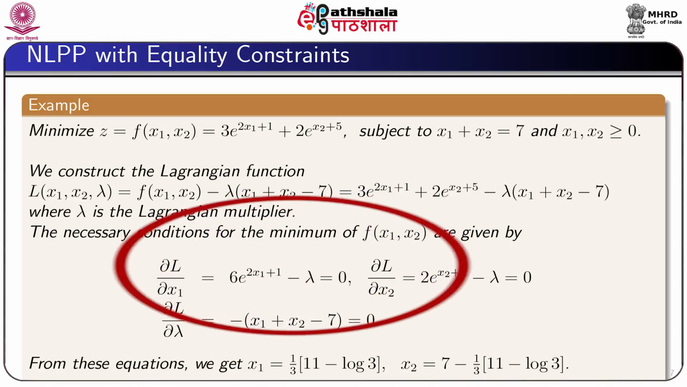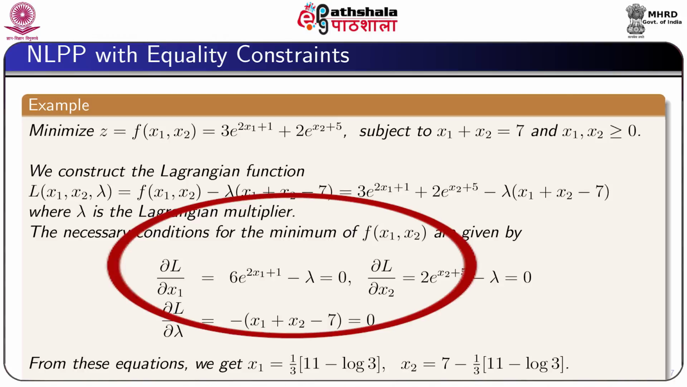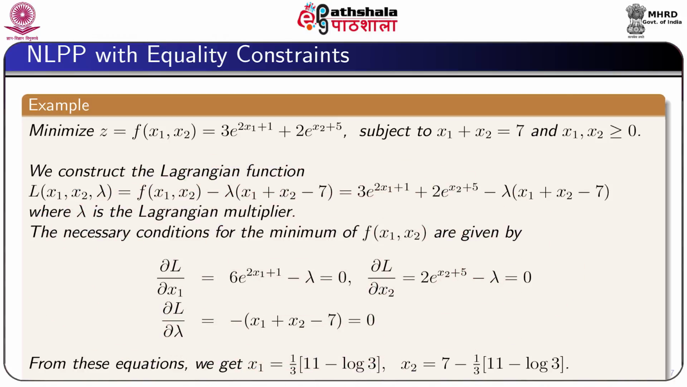Now, the necessary conditions for minimum of f(x1, x2) are given by ∂L/∂x1 equal to 0, which gives 6e^(2x1+1) minus lambda equal to 0, ∂L/∂x2 equal to 0, which gives 2e^(x2) plus 5 minus lambda equal to 0, and ∂L/∂lambda equal to 0, which gives minus (x1 plus x2 minus 7) equal to 0. If we solve these three equations, we get x1 equal to 1/3 (11 minus log 3) and x2 equal to 7 minus 1/3 (11 minus log 3).